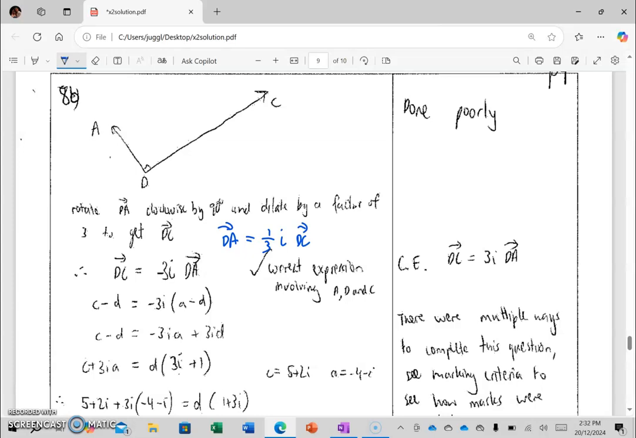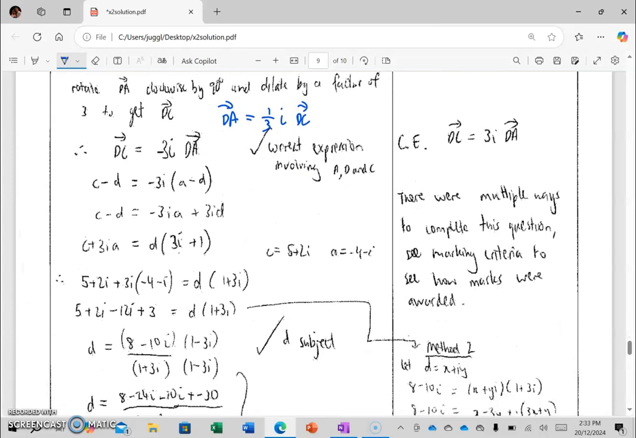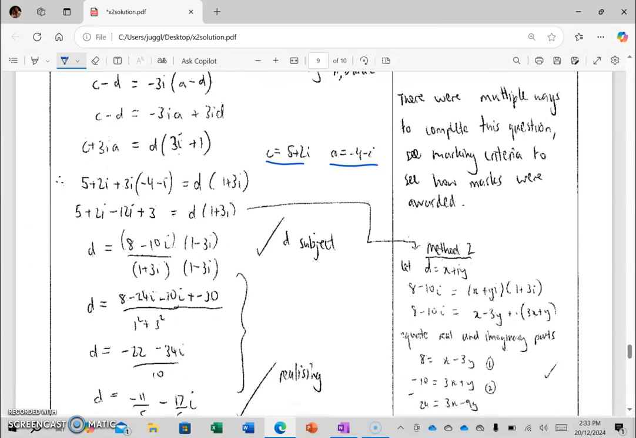worth the first mark. Okay, using the fact that the vector from D to C is OC, position vector of C minus position vector of D, and DA is position vector of A minus position vector of D, you get this expression. I manipulated it a little bit before I substituted in what C and A was. And you should eventually get to this here. So making D the subject and having just numbers, that was worth the second mark.